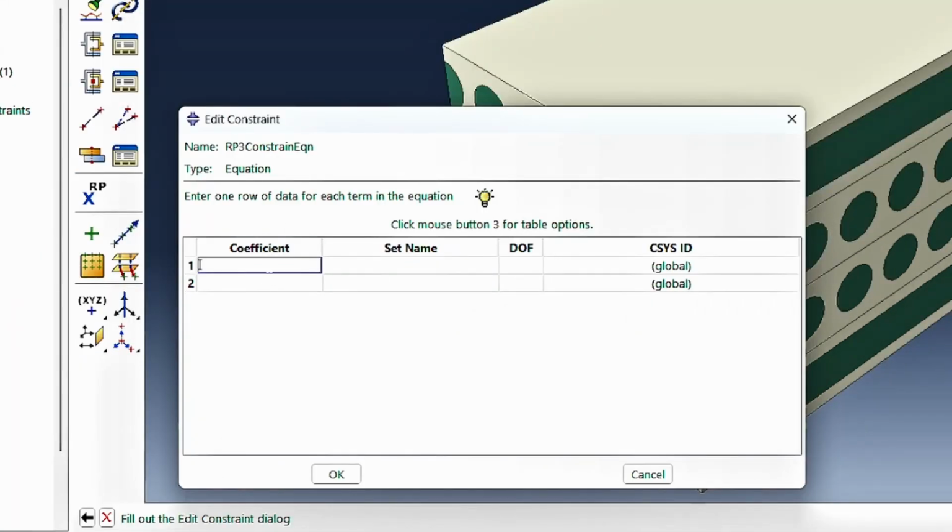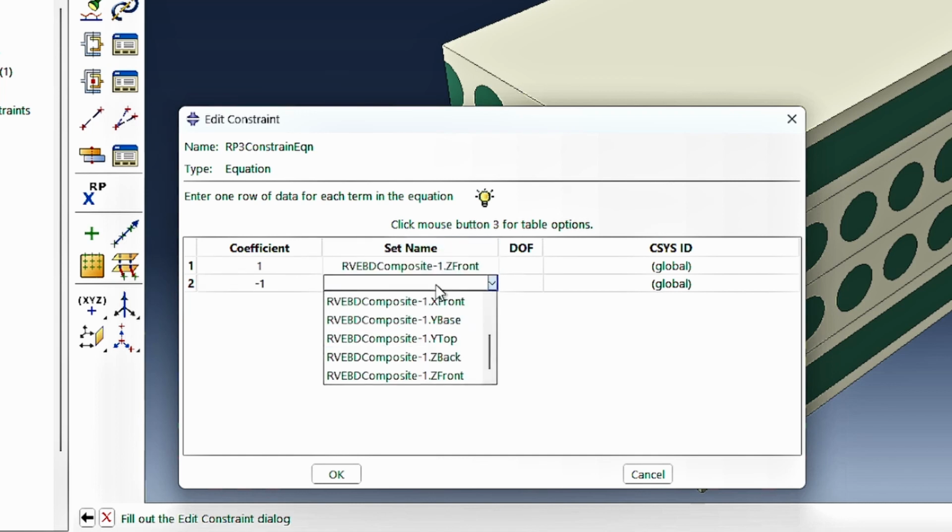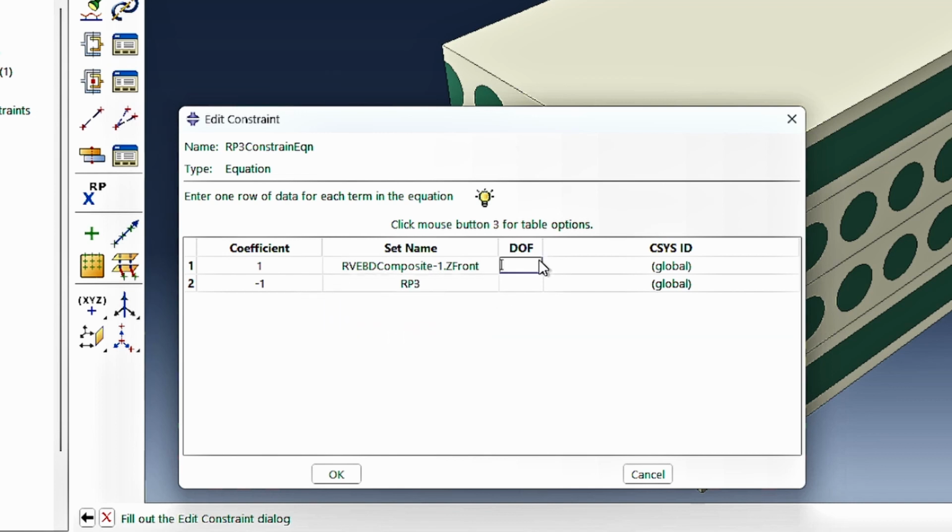So what we are doing with the reference point is 1 in this point minus 1. The set name that we want is the Z front, and our P1 is what we are working with, and we are moving in the 2 direction. So that gives us ZY, or YZ, ZY in this case.